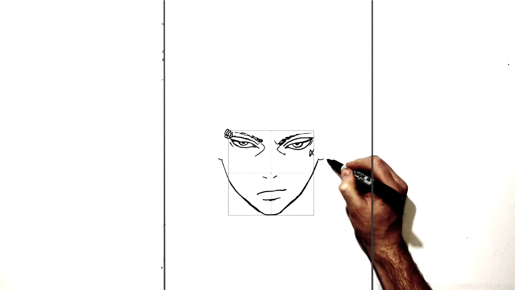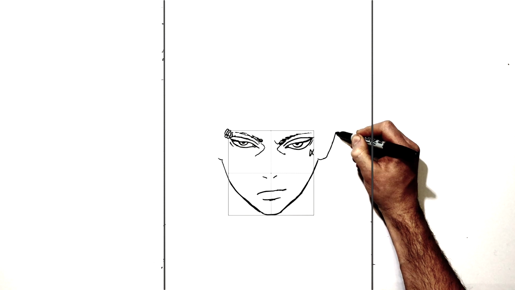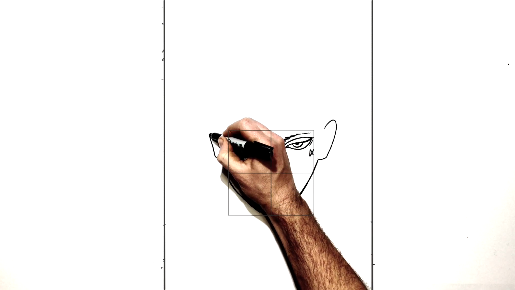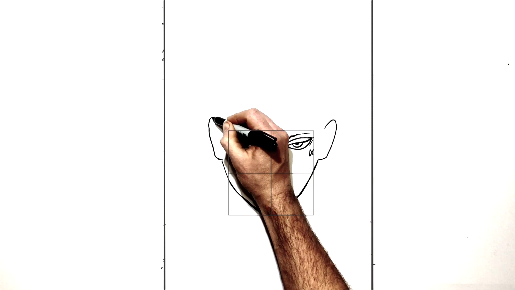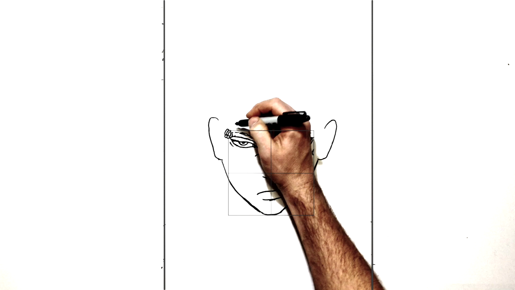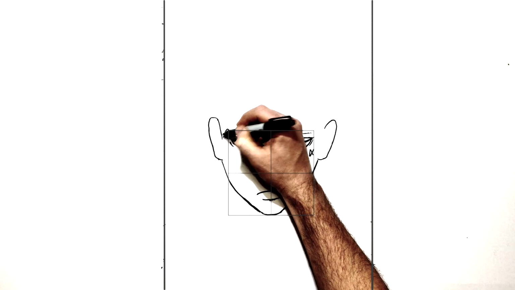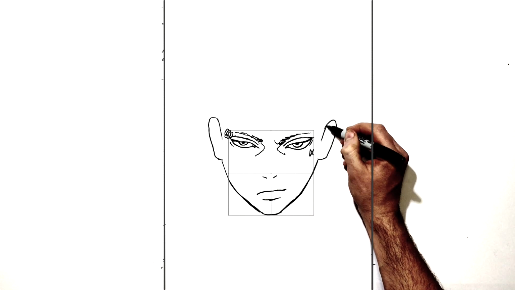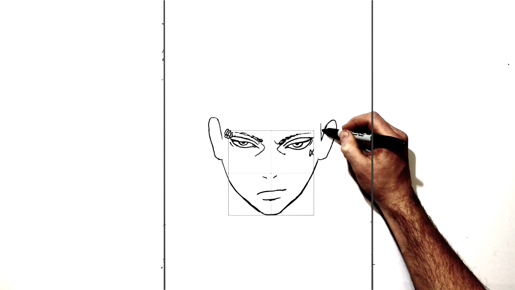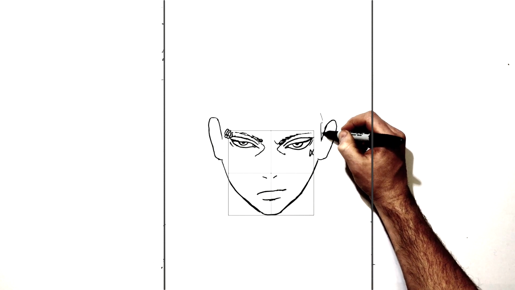Right, so back to his ears. Back up, curving around like that. Same over here. This should line up just about. And he has sideburns that come up the side of his head just here.